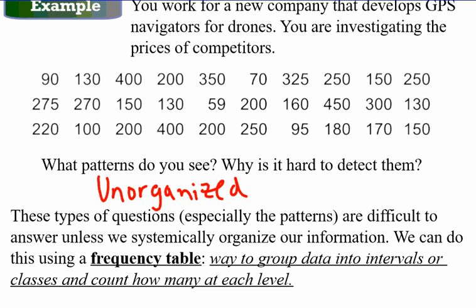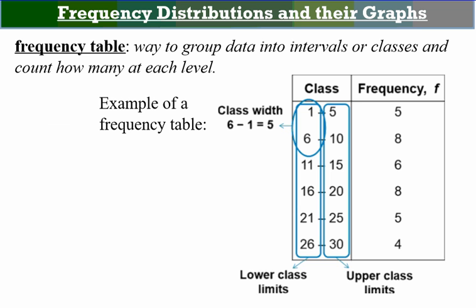It's similar to a bar graph. We will later call it a histogram, but that's what a frequency table is. So a frequency table, like we said, is a way to group data into intervals or classes and count how many are at each level. A couple of parts of a frequency table we should mention.